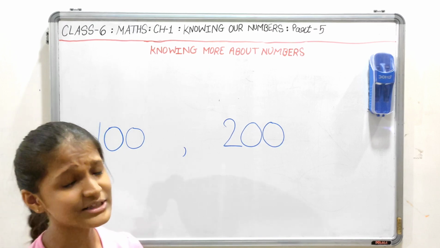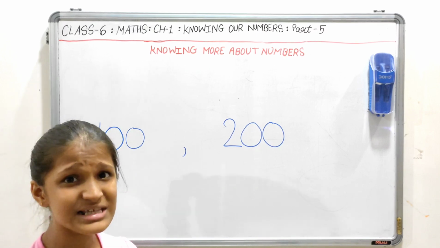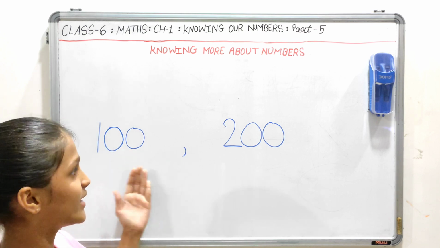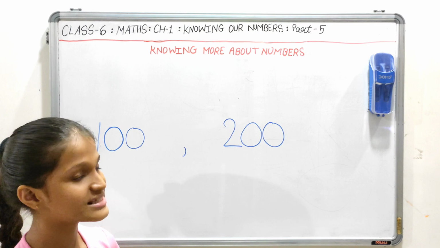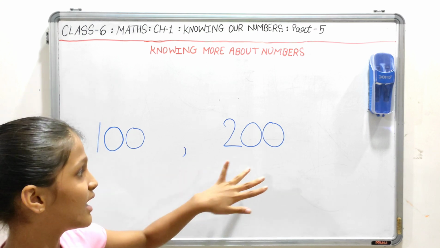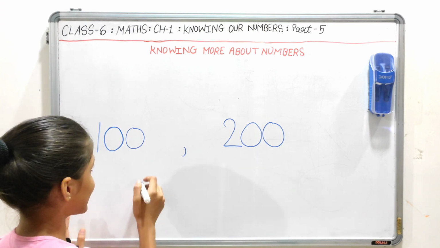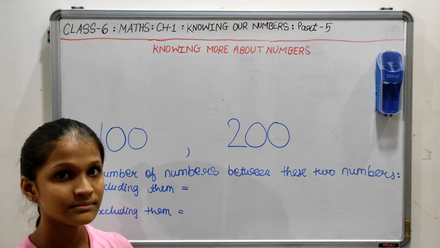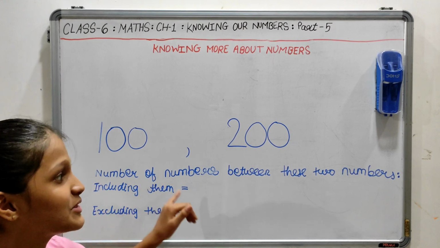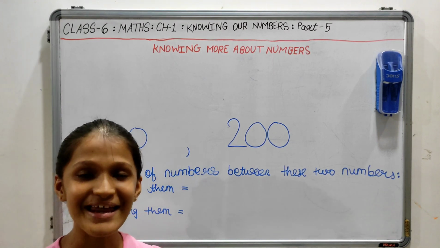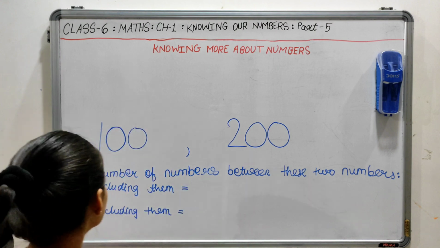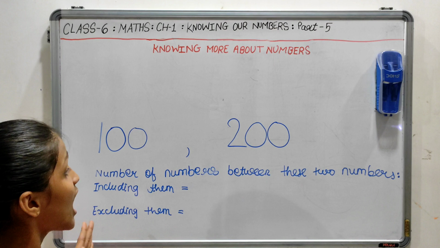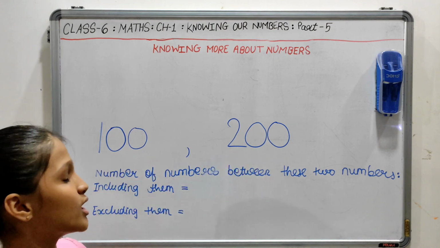Have you ever thought how many numbers are between any two numbers? Let us take the example 100 and 200. How many numbers are between 100 and 200? We can get our answer by the following formula. The count of numbers between two numbers can be found including them and excluding them, because this is maths.